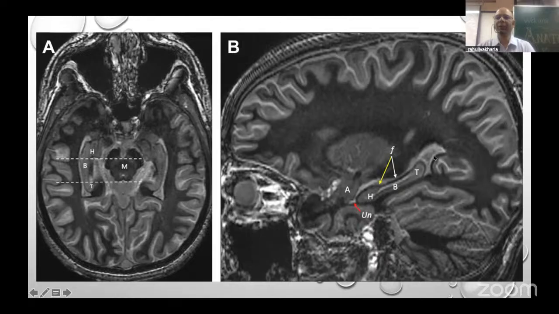This is how it looks in the oblique sagittal plane. Okay, so amygdala, head, body, tail. This is T2, so white matter would be dark on T2. So you can see out here the alveus, and this is the uncal recess, the red arrow, right?